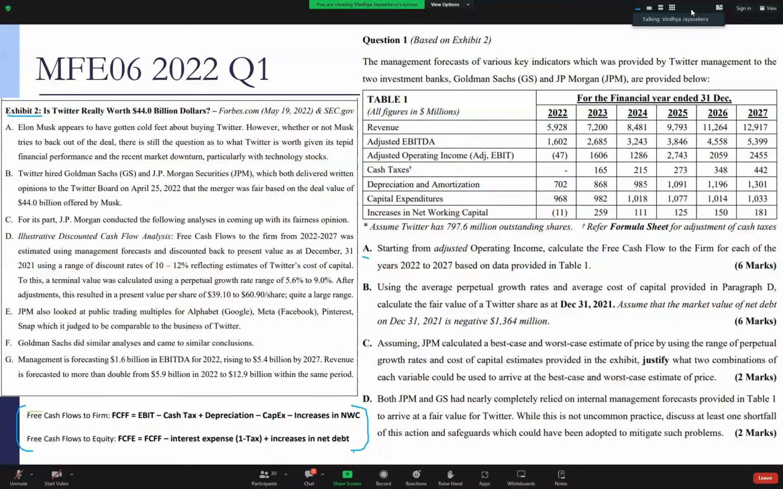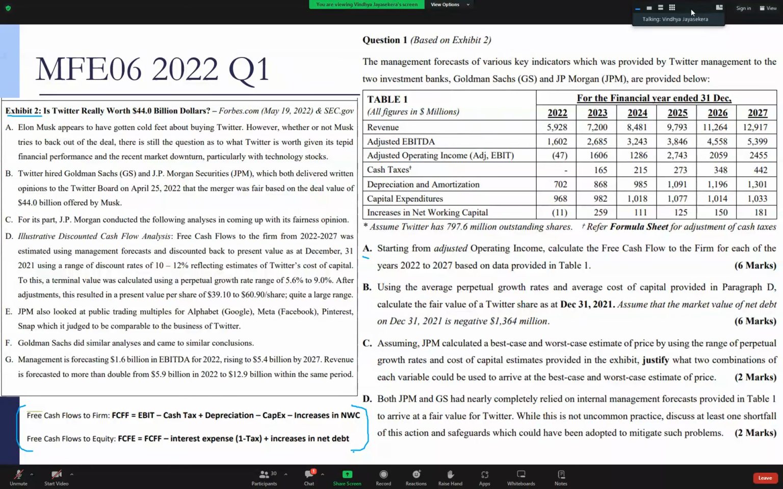So you can see here when you read the case study, Musk has essentially given a bid to acquire Twitter, and he said he'll buy Twitter at $44 billion, right? And the board of Twitter has commissioned investment bankers, Goldman Sachs and JP Morgan, to advise them whether that bid is fair or not. This is a mergers and acquisition transaction by the investment bankers, right?